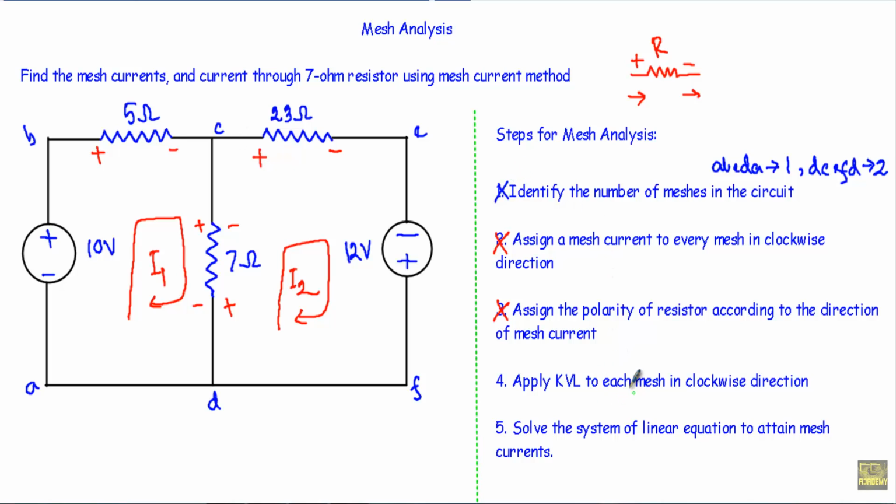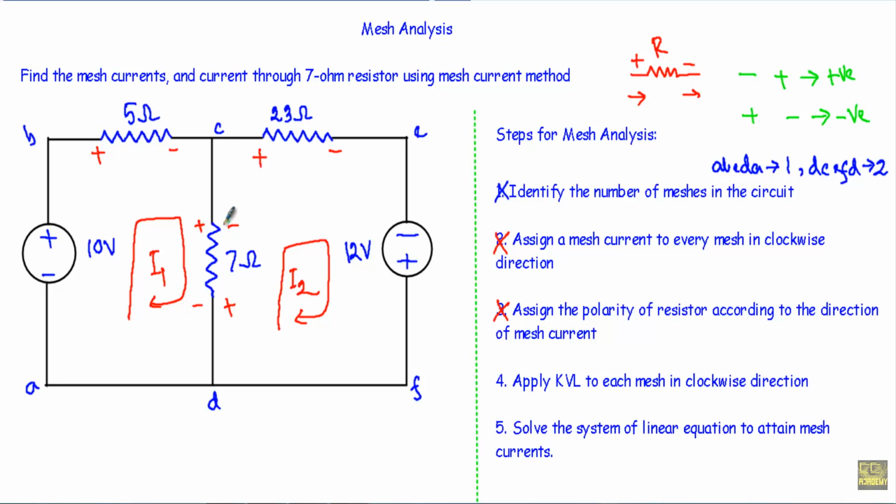After that, I will apply KVL to every mesh in the clockwise direction. Okay, before applying KVL, let me talk about the sign convention of KVL. If I encounter an element and its negative terminal first and positive terminal later, therefore its voltage will be positive value. If I encounter the positive sign first and negative sign later, its voltage will have a negative value.